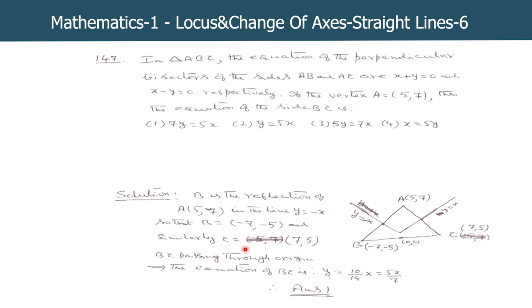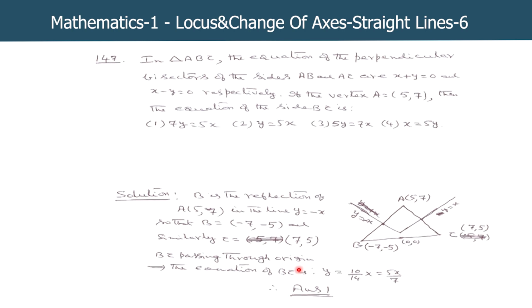Similarly, C is the image of A in the line y is equal to x, so C is equal to (7, 5). The coordinates will be altered. So BC passes through the origin. Please remember that BC is passing through the origin. How do you get that? B is (-7, -5) and C is (7, 5), so the midpoint of BC is nothing but (0, 0). So observe, that is the fact. Identification of that fact is very easy. So the side BC passes through (0, 0).